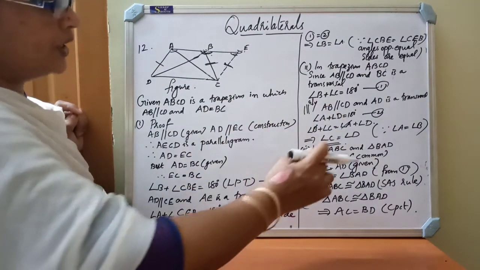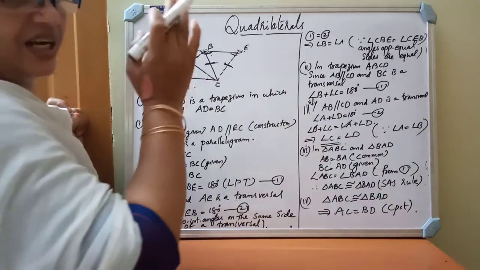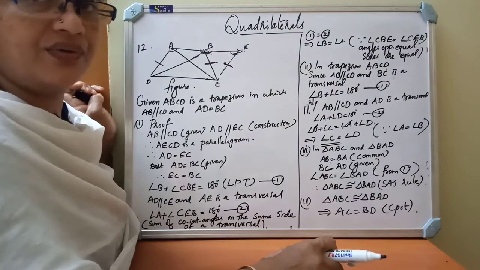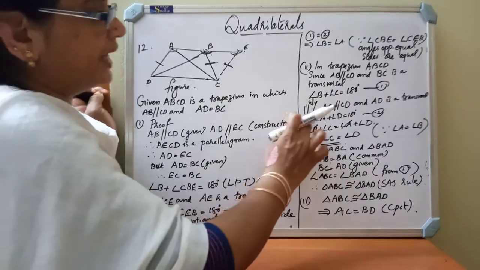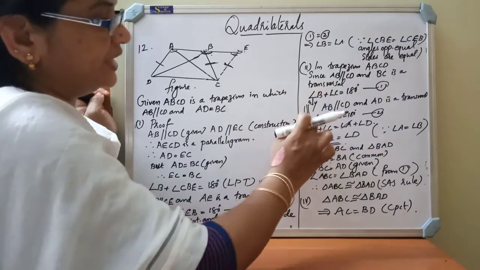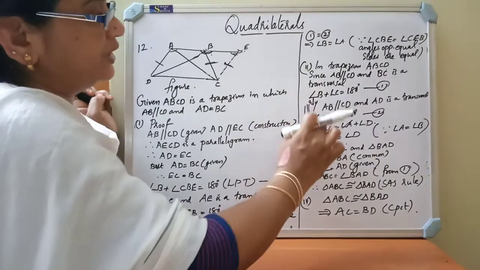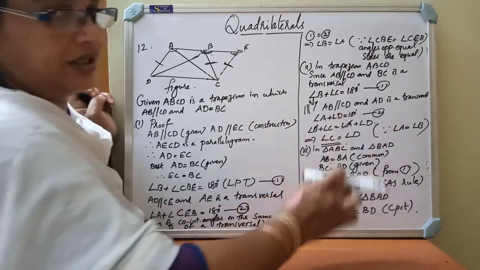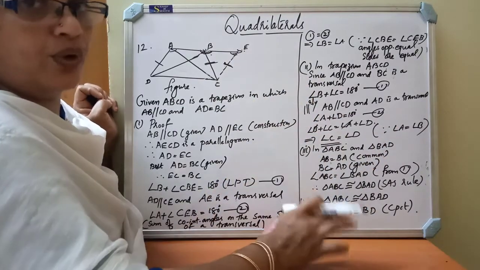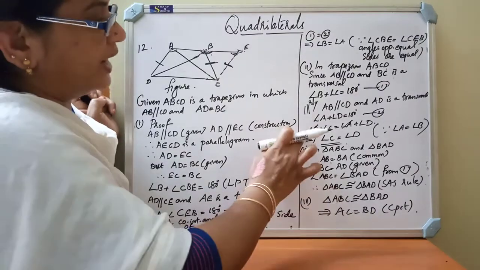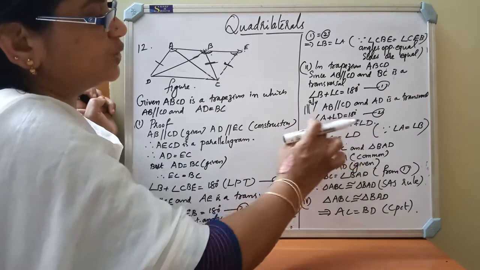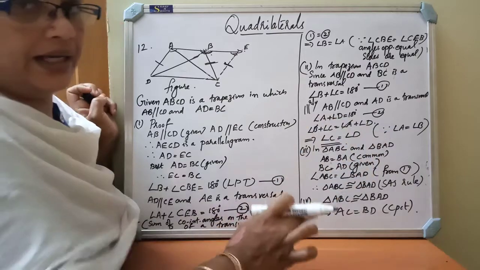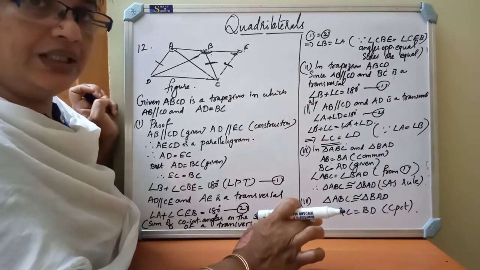So this is not a linear pair. A transversal cuts two parallel lines. The sum of co-interior angles on the same side of a transversal is supplementary. That result only we are applying here in both. Comparing these two, we will get angle B plus angle C equal to angle A plus angle B. But in the first part itself, we proved angle A equal to angle B. Since these two angles are equal, we will get angle C equal to angle D. That is the proof of the second.